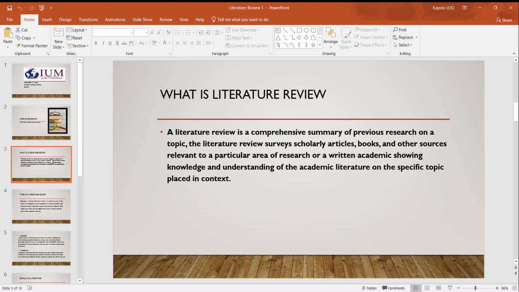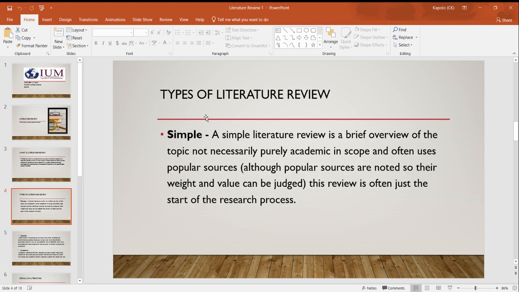And we use these earlier researchers just to get a glimpse of our topic or a certain research that we are busy with. And as they say here, literature review is just surveys, articles, books, and other sources relevant to a particular area of research, or a written academic piece showing knowledge and understanding of the academic literature on a specific topic placed in context. So literature review mostly helps us in identifying the topics and giving us a bit of knowledge and also understanding on the topic that we are busy researching.